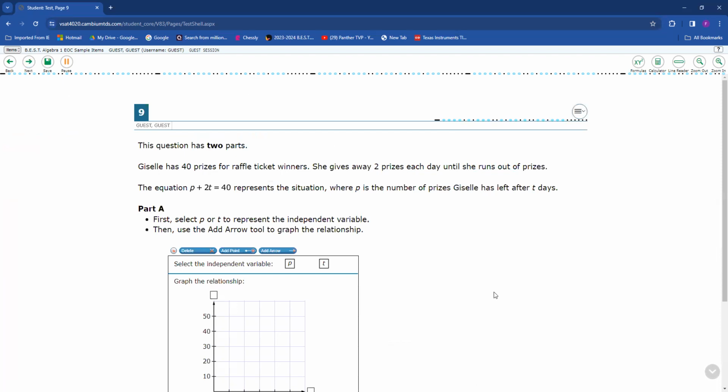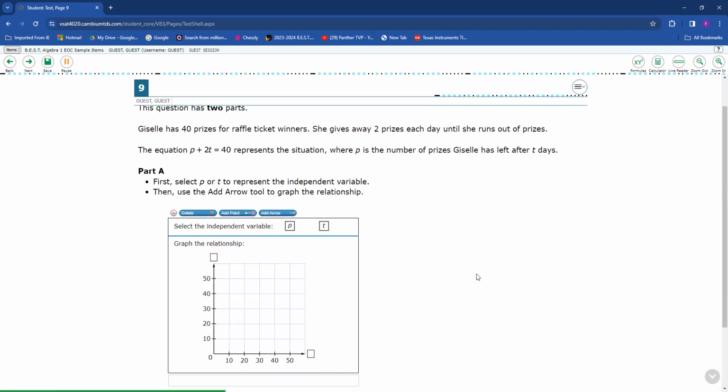Okay, Giselle has 40 prizes for raffle ticket winners. So she's giving away 2 prizes each day until she has no more to give. The equation P plus 2T equals 40 does represent the situation. P is the prizes and T is the number of days. So let's select the independent variable. That's going to be the time, because time is independent, and then P is the other one. So I just clicked on the T and it gave me T and P.